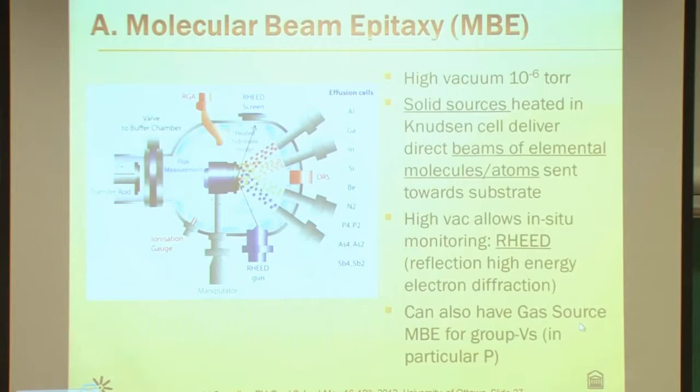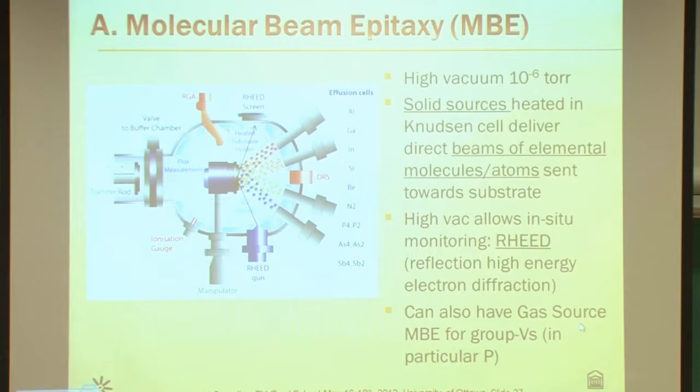Okay, molecular beam epitaxy is done in a high vacuum chamber, right here. And you'll have these effusion cells, or Knudsen cells, which contain solid elemental sources of the elements you might want to put into an alloy. These solid sources are heated, and they deliver direct beams to your substrate. You need a high vacuum in order to have direct beams going straight to that substrate. You shutter them to control the rate at which you're delivering the different atoms to that substrate.